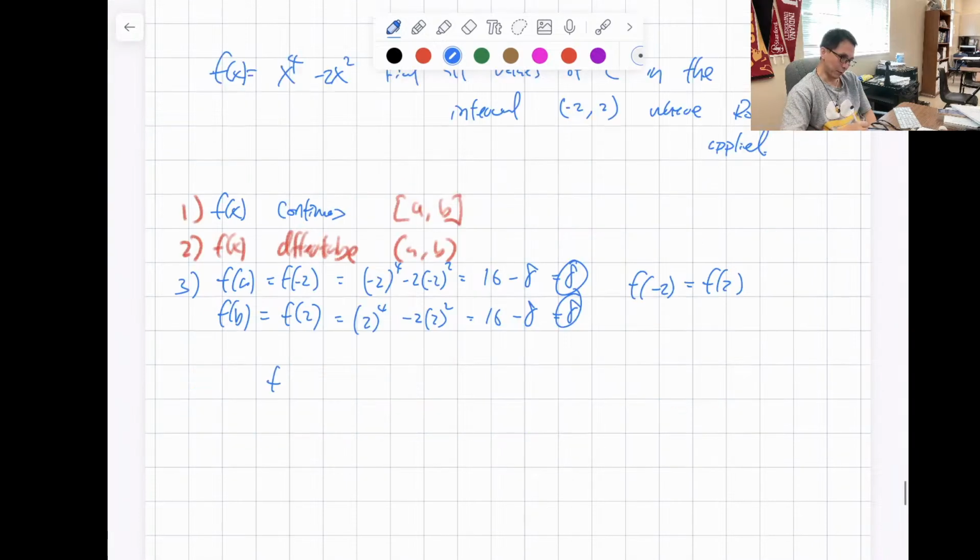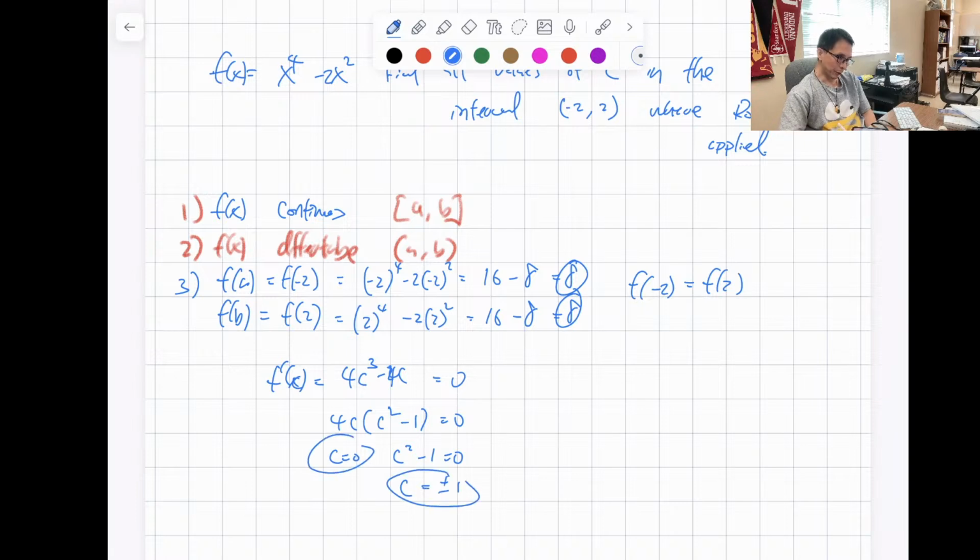So f prime c, which you did yesterday, is 4c cubed minus 4c, and it equals 0. So you can factor out 4c, and we get 4c times c squared minus 1 equals 0. c equals 0. c squared minus 1 equals 0, so c equals plus or minus 1. That's 2 more, so there are a total of 3 c's here. Now, you can have more than one c. You can have an infinite amount of c. But in this case, there are 3 c's.